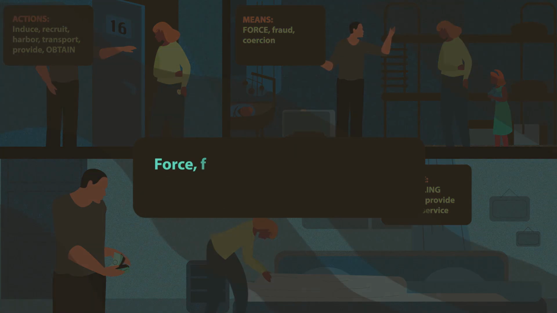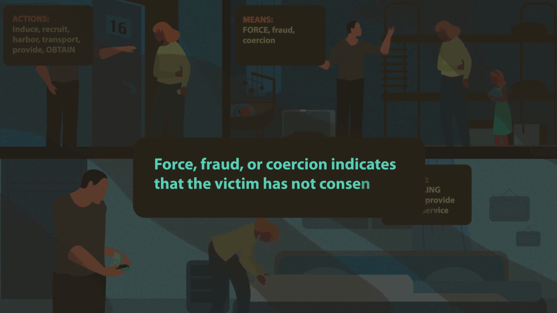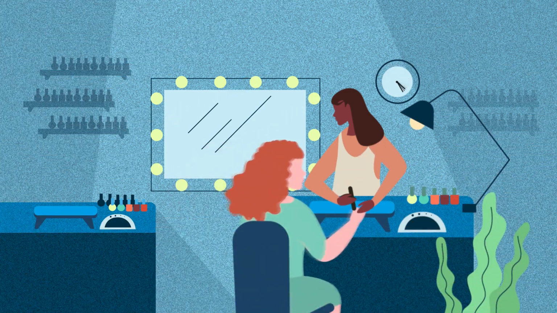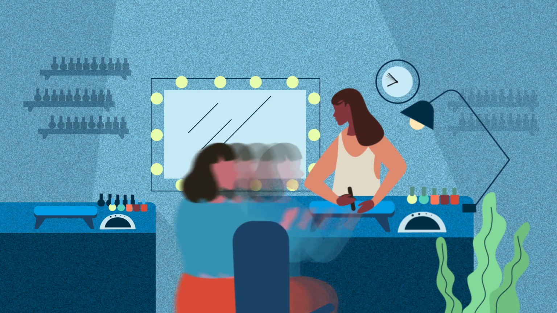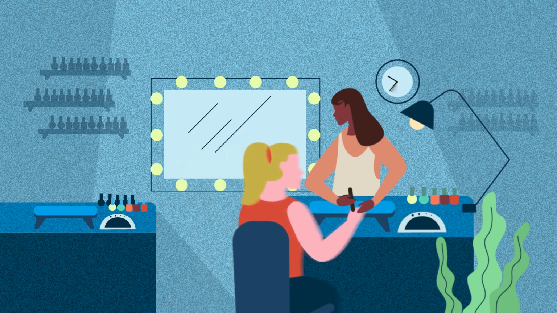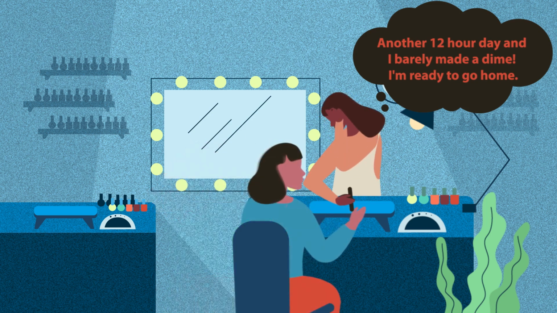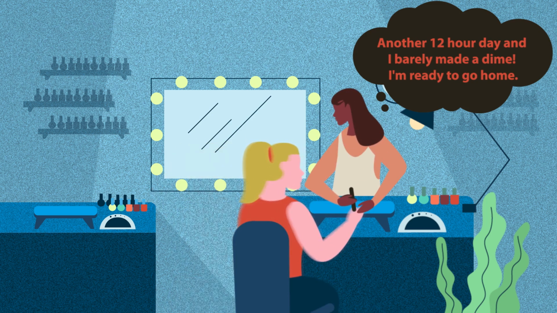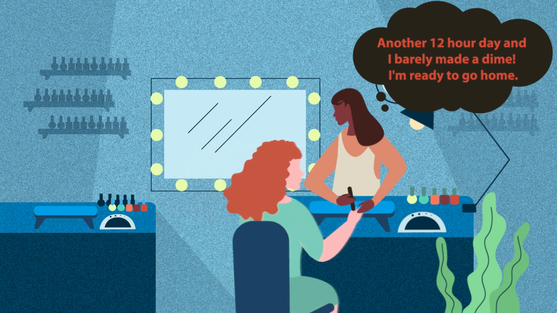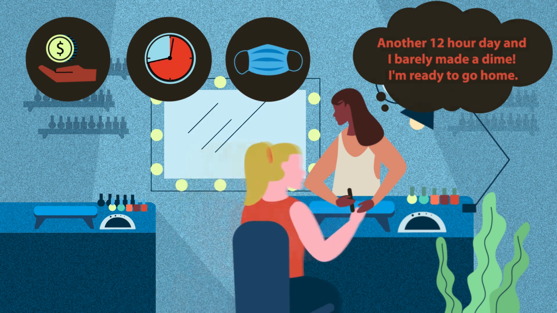The presence of force, fraud, or coercion indicates that the victim has not consented of his or her own free will. In this way, labor trafficking goes beyond workplace and labor violations, such as underpaying workers, overworking employees, or providing unsafe working conditions. In contrast, labor exploitation applies to instances in which employers deny workers their rights under labor law, such as the right to fair compensation, working hours, and conditions.